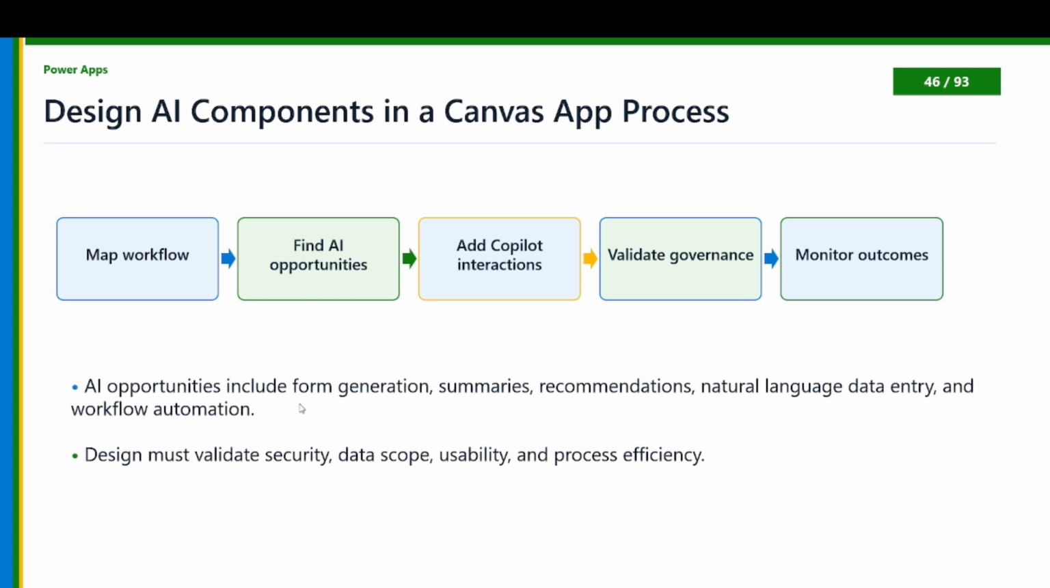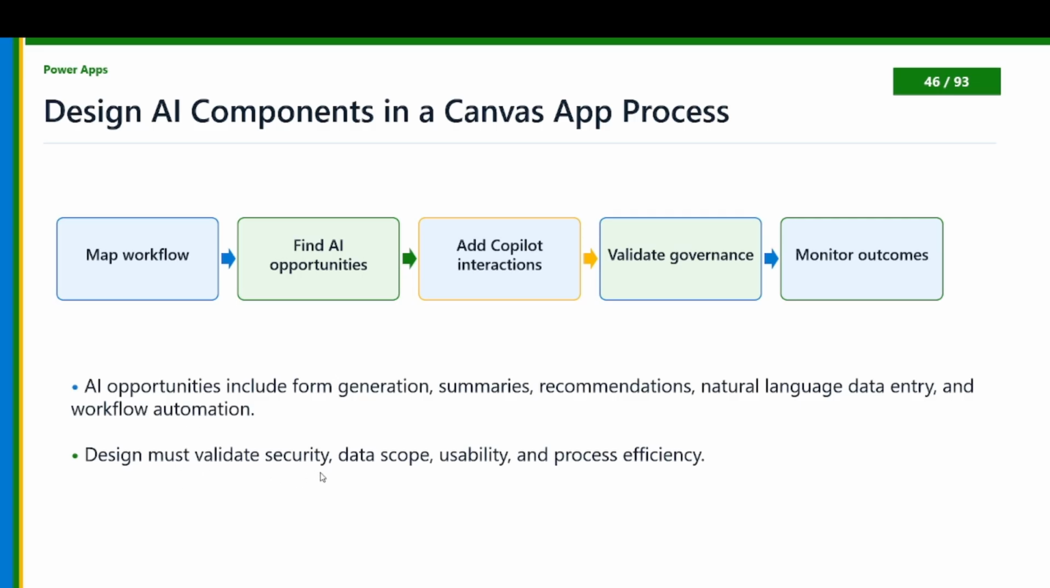So AI opportunities include form generation. Where you can use AI in Power Platform applications are form generation, okay, you can use AI to generate forms. Summarization, you can use AI to summarize documents. You can also use AI for recommendation generation. You can use AI for natural language data entry. And visualization, where the user just puts in natural language and the agent generates content, visualization, and meaningful information from the company data. And then you can also use AI where workflow automation is involved.